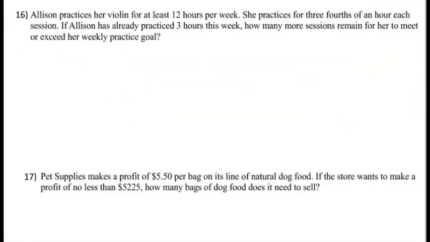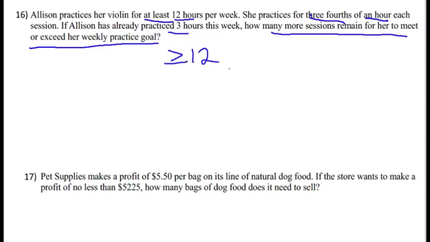Let's look at an inequality problem. Number 16. Allison practices her violin for at least 12 hours per week. She practices 3/4 of an hour each session. If Allison already practiced 3 hours this week, how many more sessions remain for her to meet or exceed her weekly practice goal? So it says at least 12 hours. So that means that it can't be 11 hours, it can't be 10 hours, but it could be 13 hours. So greater than or equal to 12 hours a week.